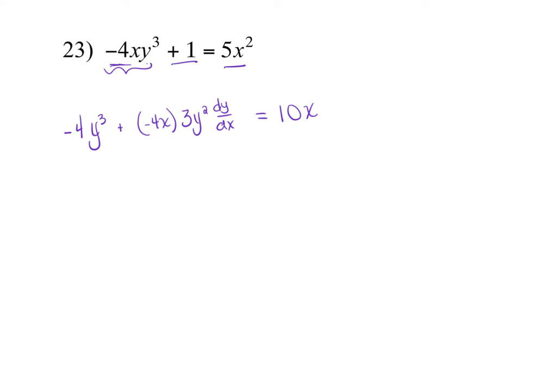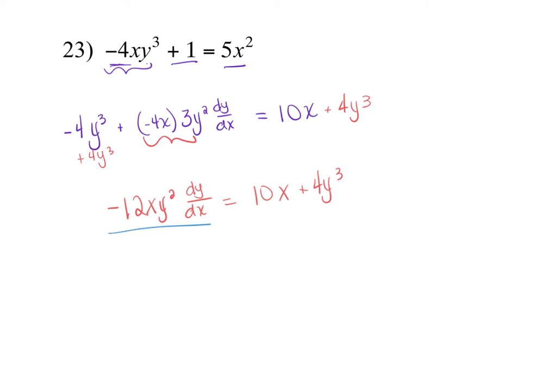So I am going to add the 4y cubed over. So I'll add this guy over. And I'm going to simplify this. This becomes a negative 12xy squared dy/dx. Over here I have 10x plus 4y cubed. And then I divide everything by negative 12xy squared.